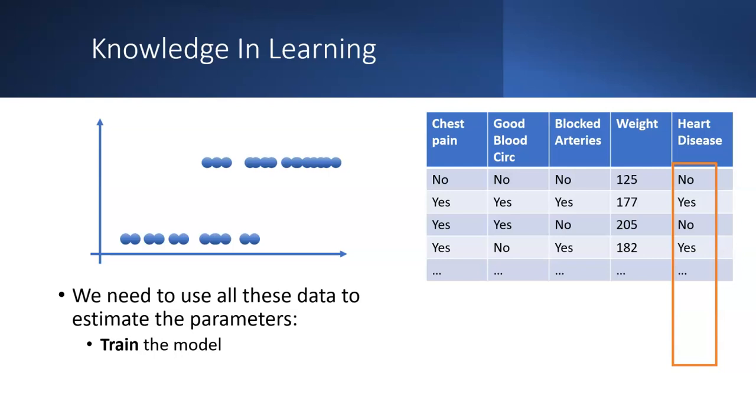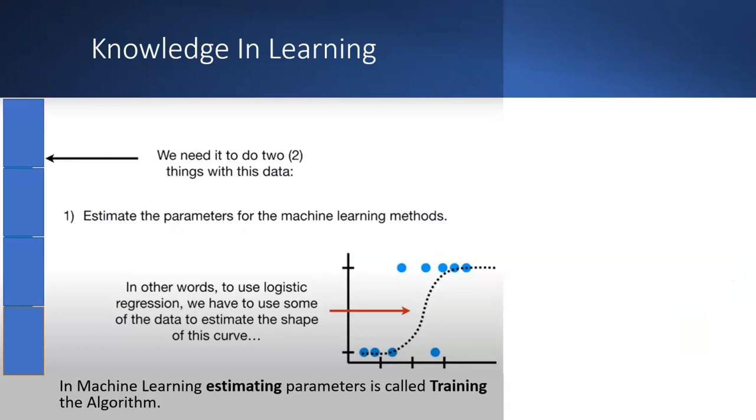We need to use all this data to estimate the parameters, that is, train the model with plenty of data, so that we can have better results in testing and also in cross validation. We need to do two things with the data. First, estimate the parameters for the machine learning methods. In other words, to use logistic regression, we have to use some of the data to estimate the shape of the curve. In machine learning, estimating parameters is called training the algorithm. Whenever we say we are estimating the parameters, it means we are training the algorithm.